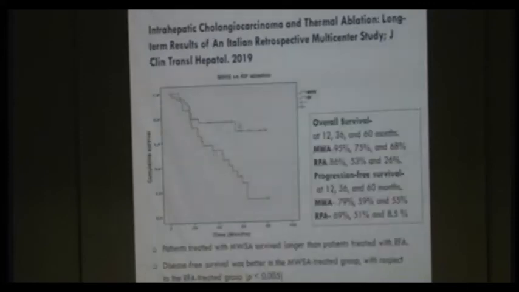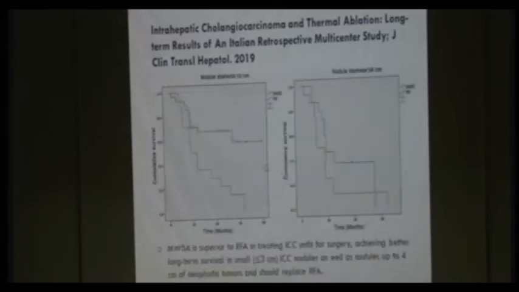The Kaplan-Meier graph of this same study shows that overall survival was more in the microwave group as compared to the RFA group, and disease-free survival was also more in the microwave group. They also analyzed subgroups of the data according to nodule size, less than 3 cm as well as 4 cm, and in both sizes of lesions, the microwave group showed more overall survival as compared to the RFA group.